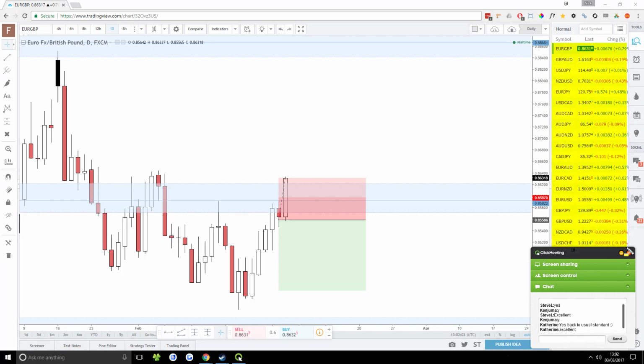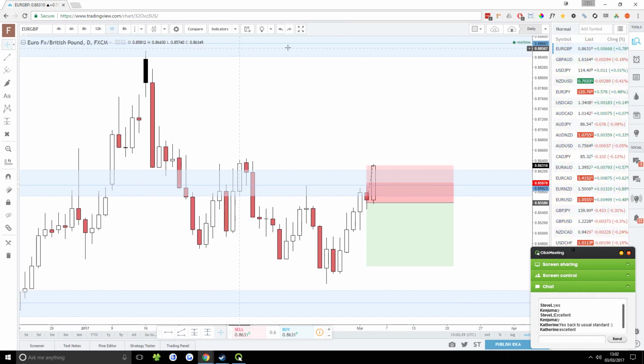for Sunday open, Monday. Going to be going through each pair on this list, and we're going to be looking at each time frame for those pairs. So let's get started with Euro GBP.